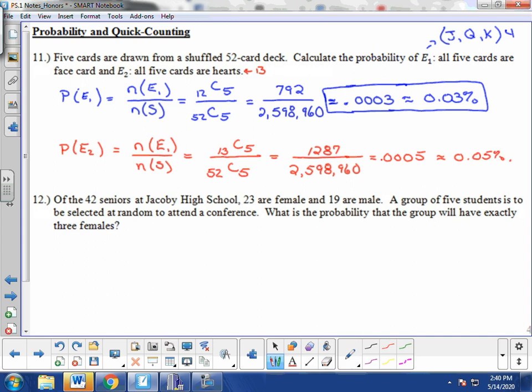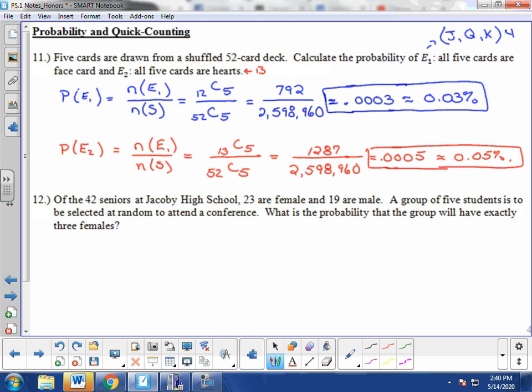So the chance is greater that we're going to draw all hearts, but not by a whole lot. Okay, so when we are taking multiples out of a sample space, it's going to change. We have combinations, or we're taking multiples out of a group. We're going to have to use combinations to come up with the number of elements in the event and the number of elements in the sample space.